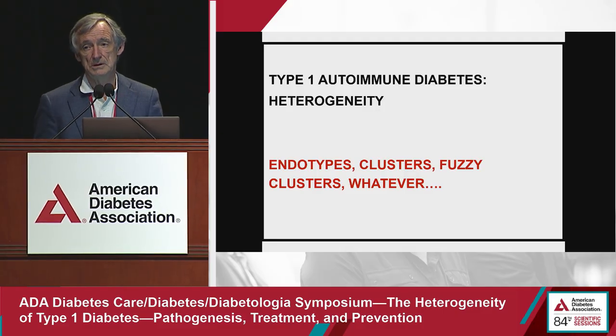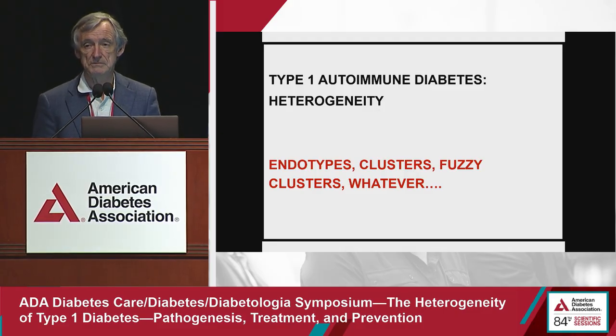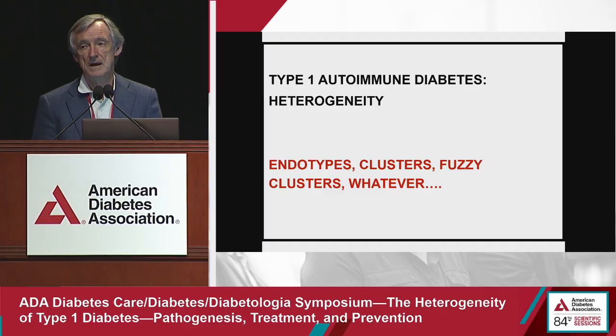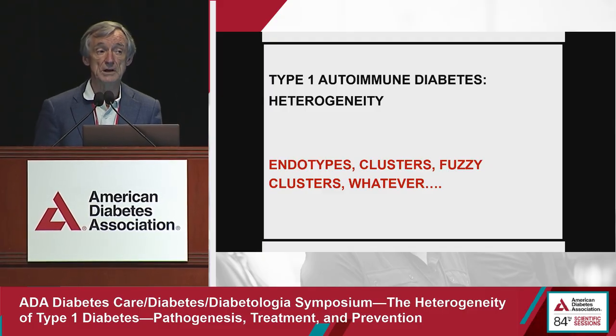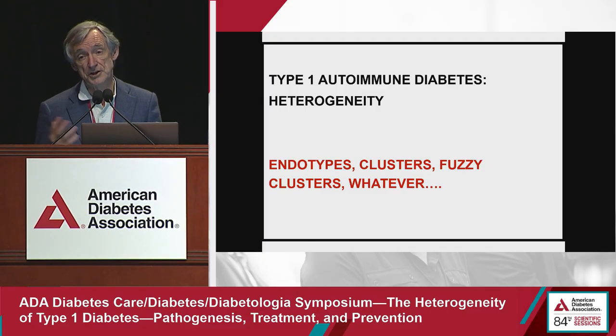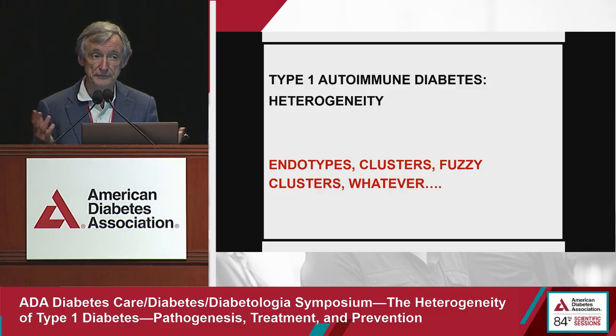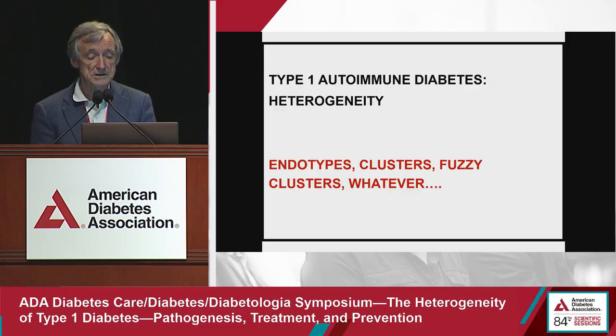I'm going to set the stage for type 1 autoimmune diabetes in a sense of having heterogeneity. And I'm going to sort of indicate to you some of the definitions that we consider when we consider heterogeneity. Not just heterogeneity amongst all of you, but also features of diseases in general. Do we call them endotypes? Do we call them clusters? Do we call them fuzzy clusters? Whatever we want to think of. But it's quite important that we understand this terminology, because it will dictate how you view some of the data that's going to be presented to you.